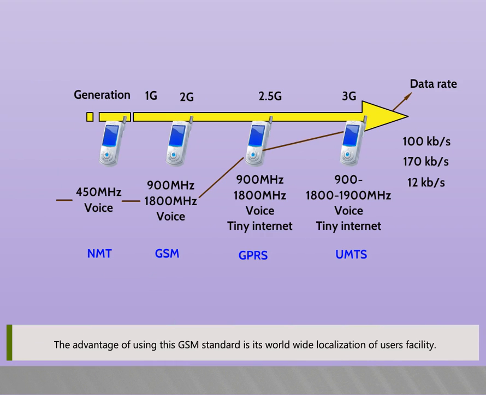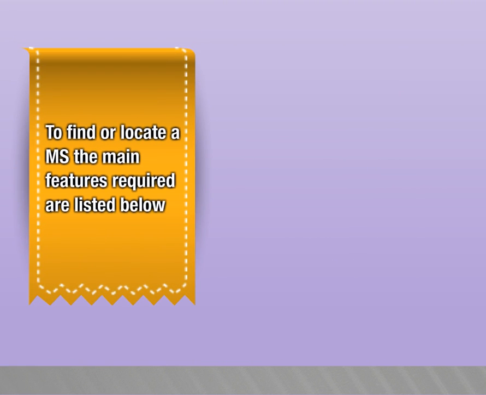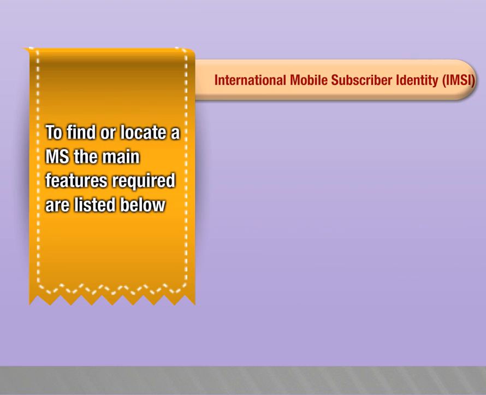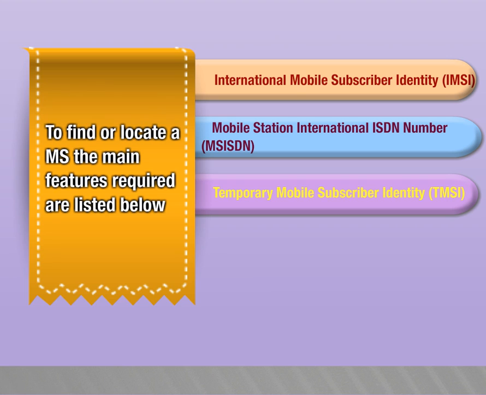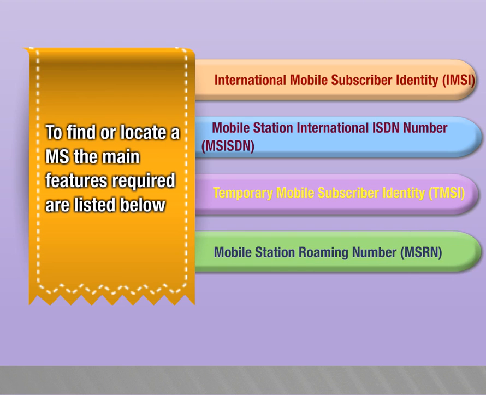The advantage of using this GSM standard is its worldwide localization of users facility. To find or locate a MS, the main features required are listed below. International Mobile Subscriber Identity, that is IMSI. Mobile Station International ISDN Number, that is MS-ISDN. Temporary Mobile Subscriber Identity, that is TMSI. Mobile Station Roaming Number, that is MSRN.